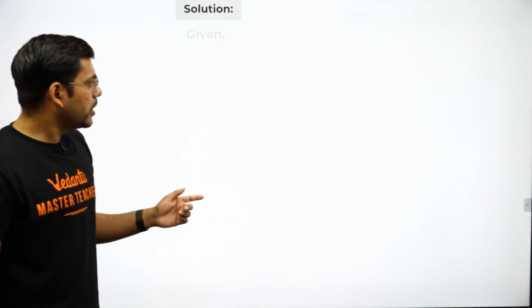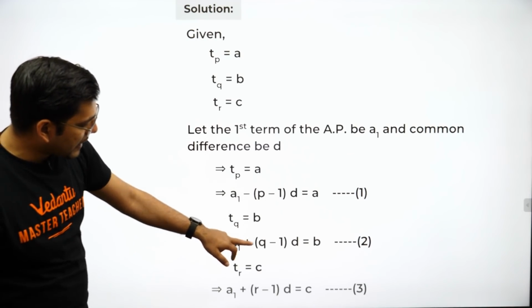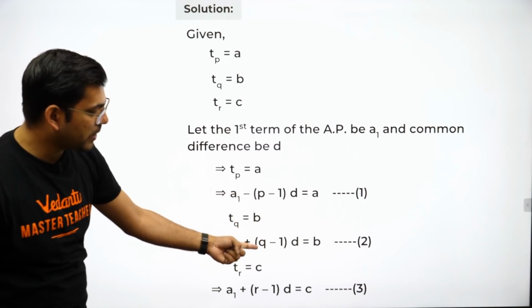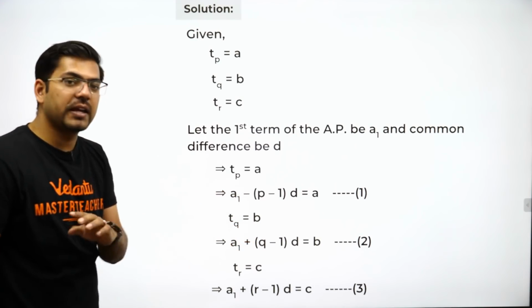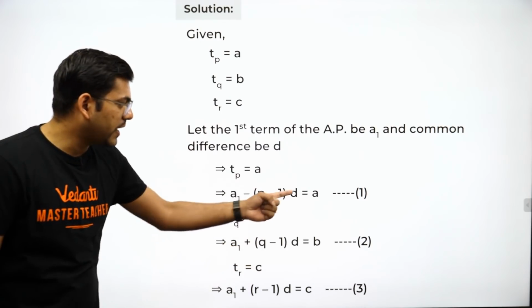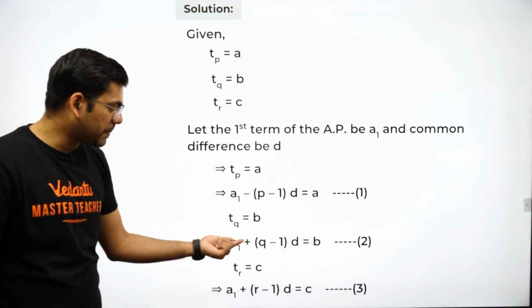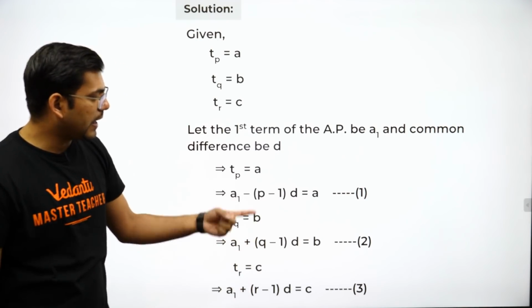And for that, see here, when I will be subtracting these equations, I will be getting P minus Q here. I will be getting P minus Q here. And A1 and A1 would be cancelled. So that is why I am subtracting the first and second. And similarly, that is why I will be subtracting the second and third so that I can get Q minus R, and similarly R minus P.